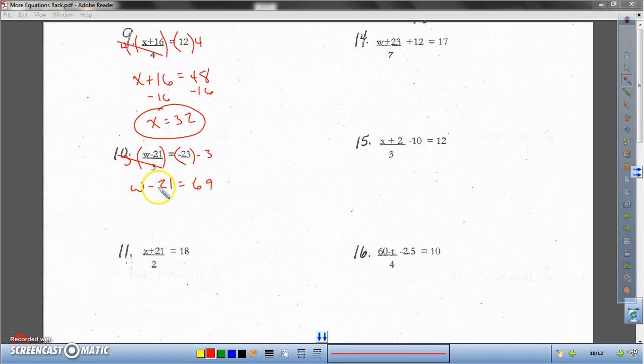Alright, now I've got to get rid of this subtraction, in this case by adding 21. 69 plus 21 is 90.